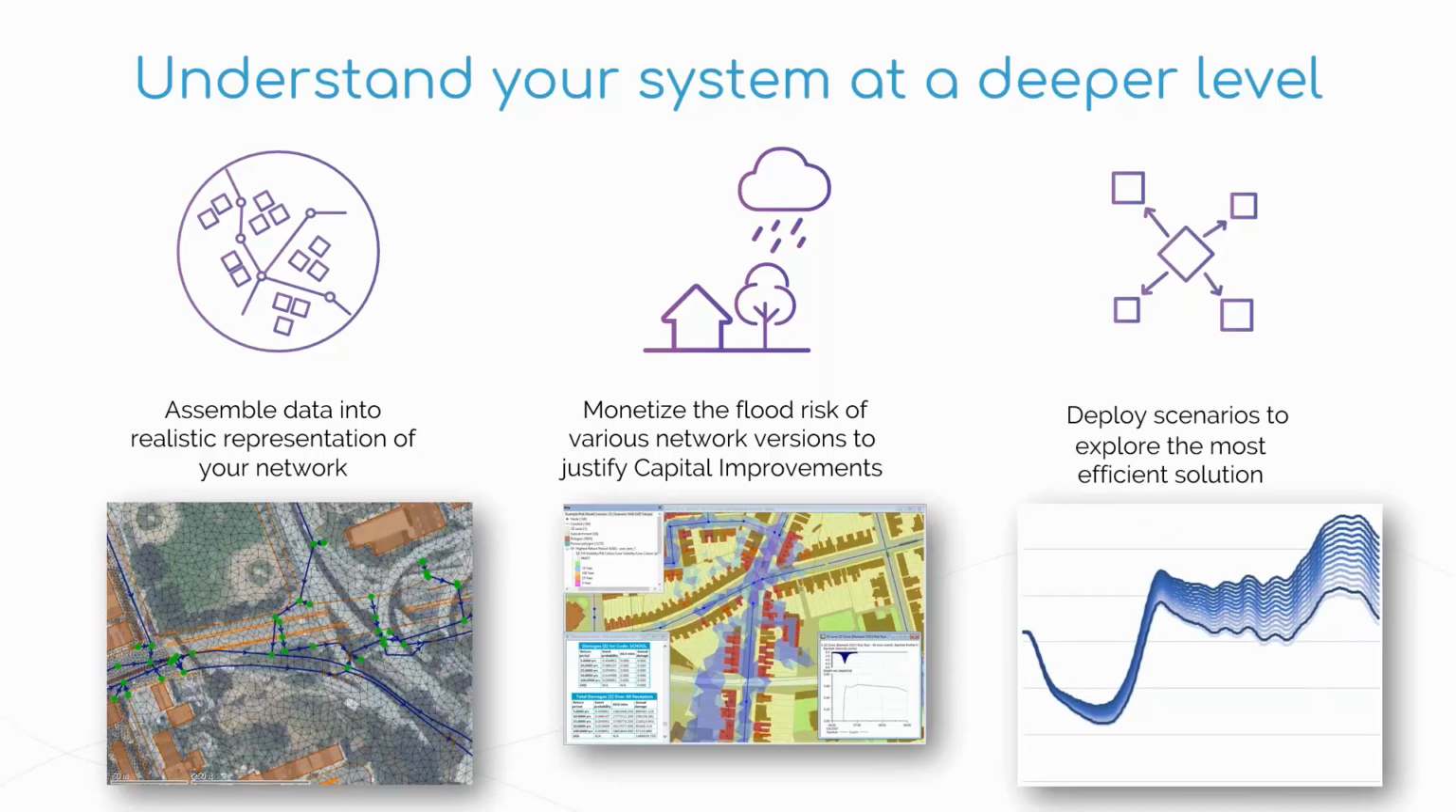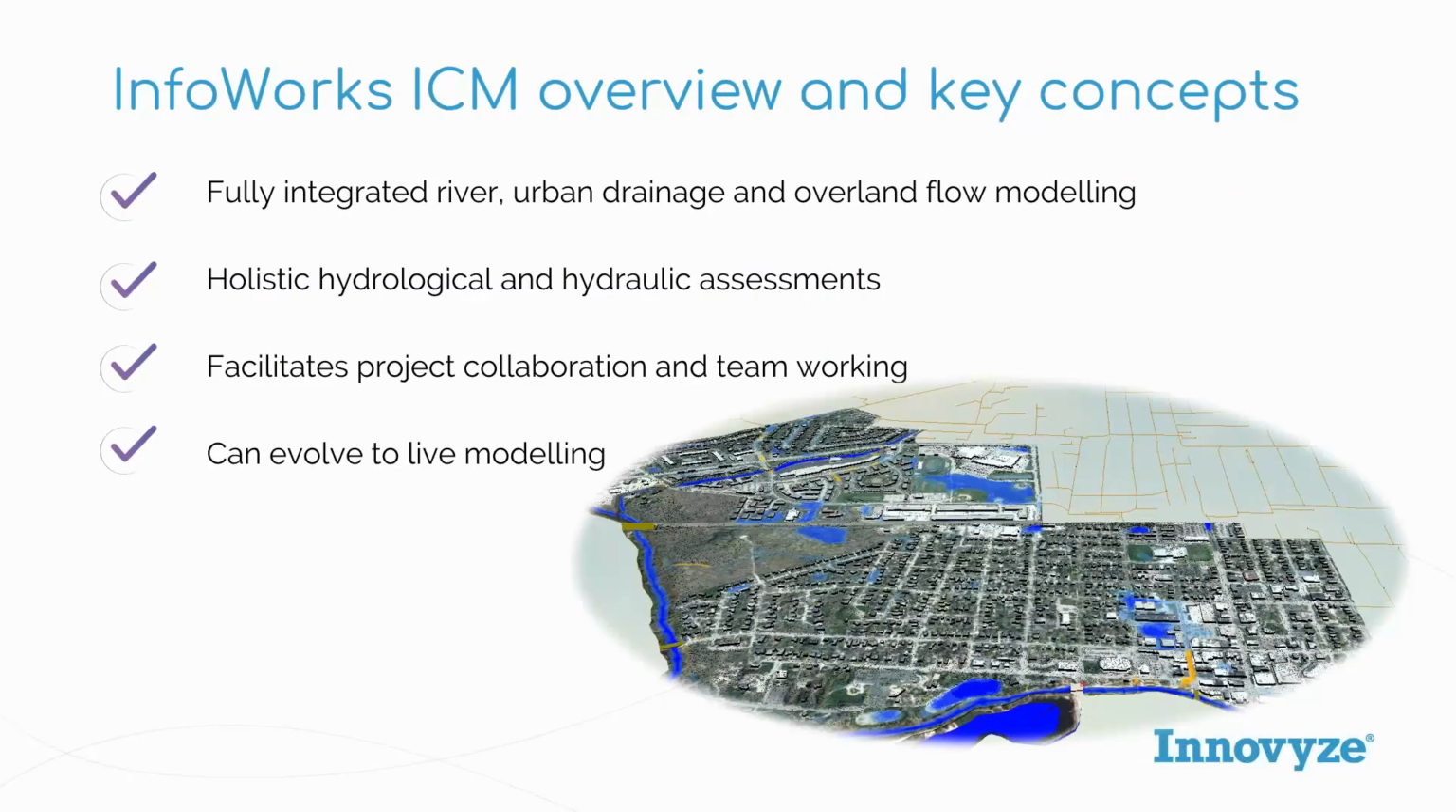And so just as a quick overview, InfoWorks ICM on its own is a fully integrated river, urban drainage and overland flow modeling software to offer holistic hydrological and hydraulic assessments. It facilitates project collaboration and team working through the workgroup environment, and it can evolve onto live modeling. And that's everything you can do with ICM, but the Optimatics Optimizer lets you take things a little bit further, well, a lot further, but I'll let Lucy explain that.